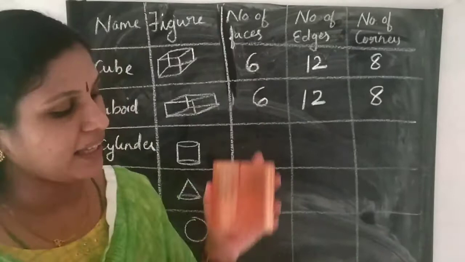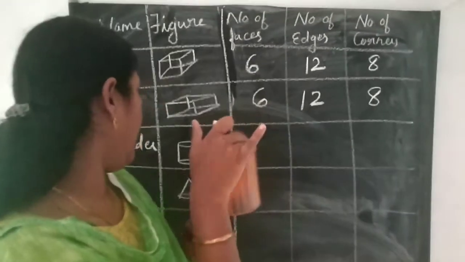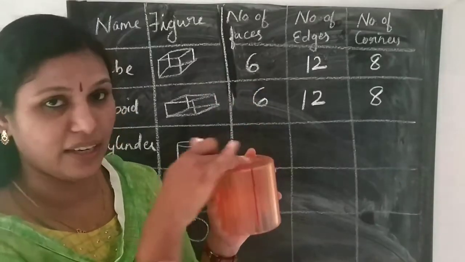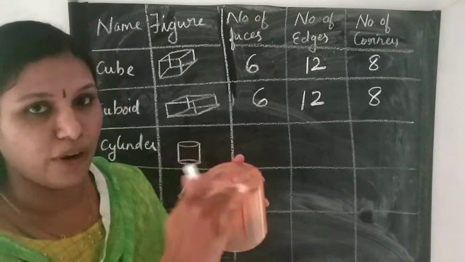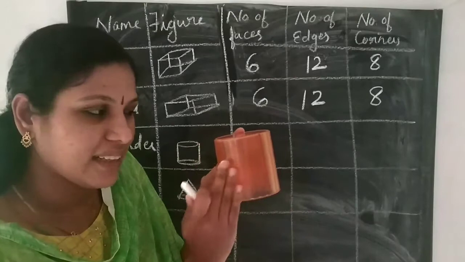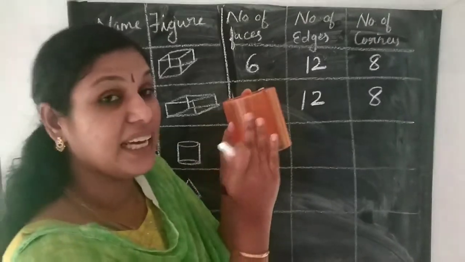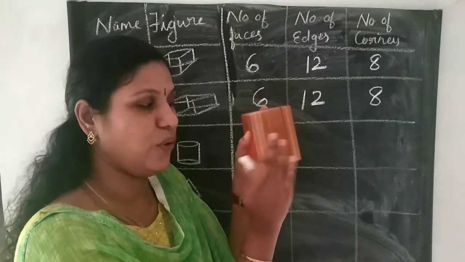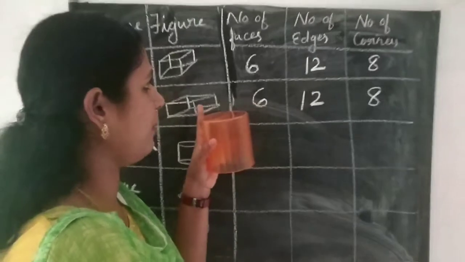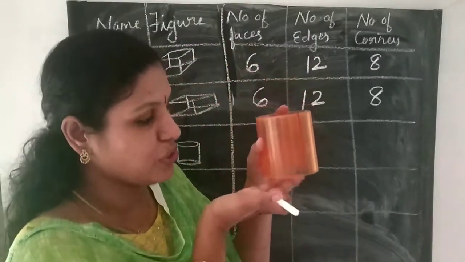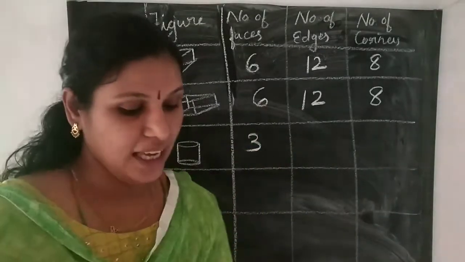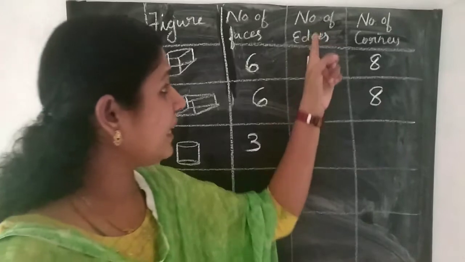This almost looks like a cylinder. First we find the number of faces. Number of faces here 1. Here 1. And here 2. And one face is a curved face, not a straight face. It's a curved face. So 1, 2, and 3 faces. How many faces does a cylinder have? 1, 2, and 3 faces. 3 faces.